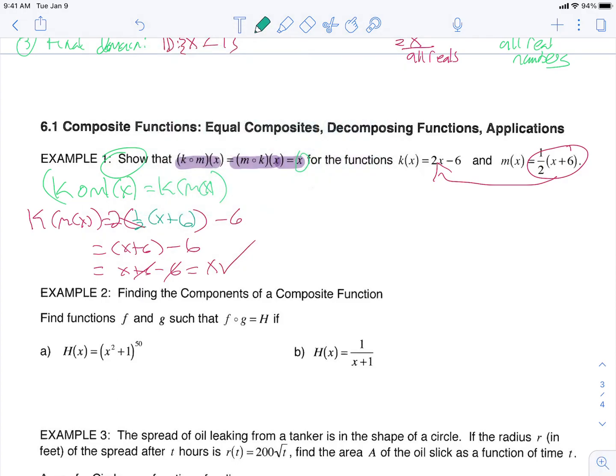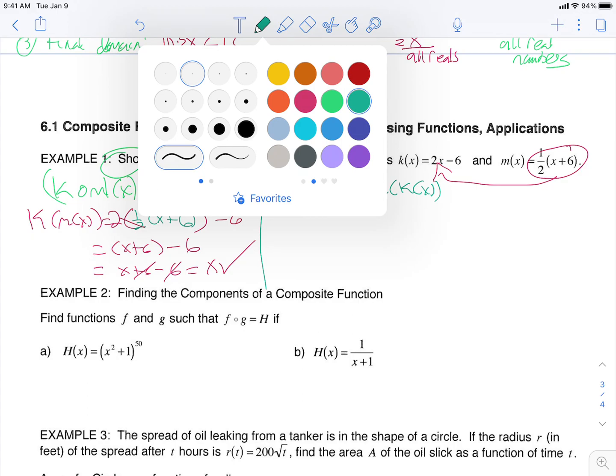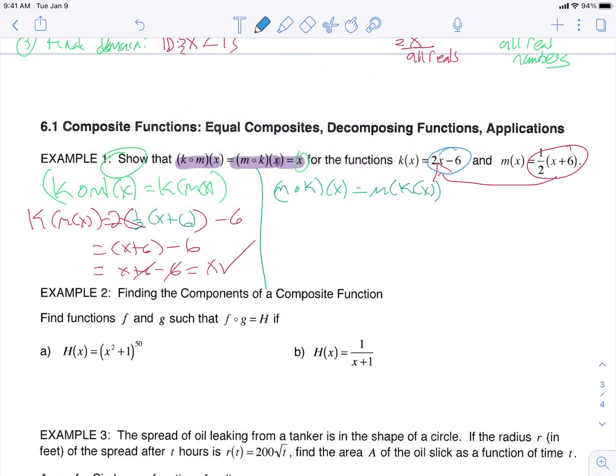Okay, well, let's try it again. This time, I'm going to find m of k of x. So all I'm asking you to do now is take your k of x and substitute it into x here. So m of k of x is equal to 1/2 parentheses, again, 2x minus 6, close parentheses, plus 6, close parentheses again.